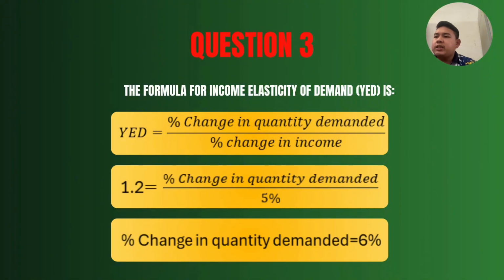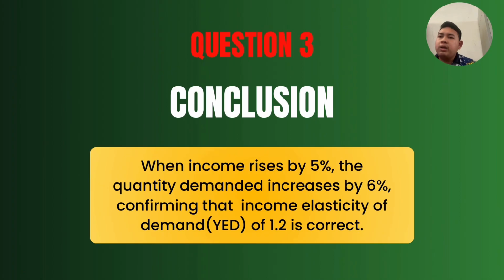The percentage change in quantity demanded is 6%. In conclusion, we can conclude that yes, the income elasticity of demand of 1.2 is correct, because when income rises by 5%, the quantity demanded increases by 6%. Okay, thank you very much.